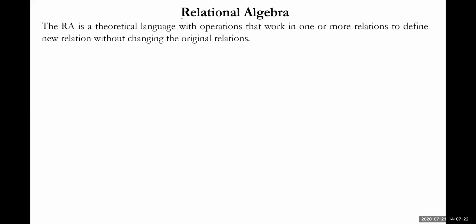So don't confuse here. Relation, in the practical approach, is called a table. In the practical approach it is called a table, and in the theoretical approach it is called a relation. That is the only difference. Don't confuse between these two words. So operations can take two or more relations as input, and can create a new relation without changing the original input relations.